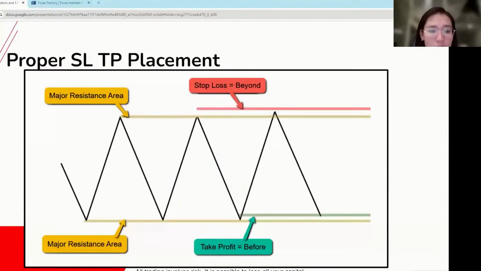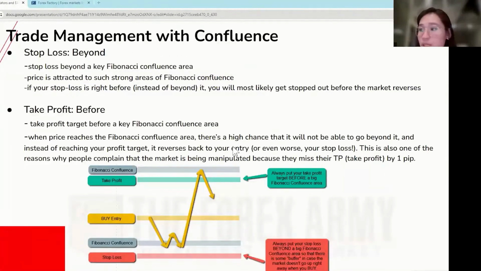Okay. So in this example here, we are going in for a buy entry. So obviously we would place our take profit above and your stop loss below. So in this case, when you're going in for a buy entry, we'll place our take profit and stop loss below your key areas or your Fibonacci confluence areas. Okay, so for a buy entry, place it below.